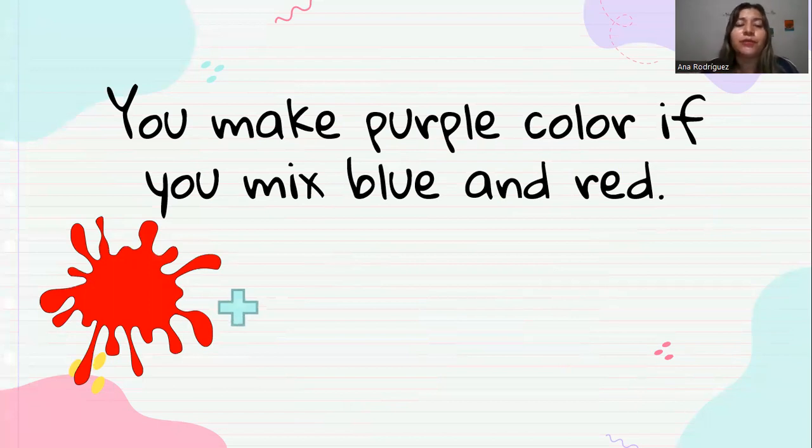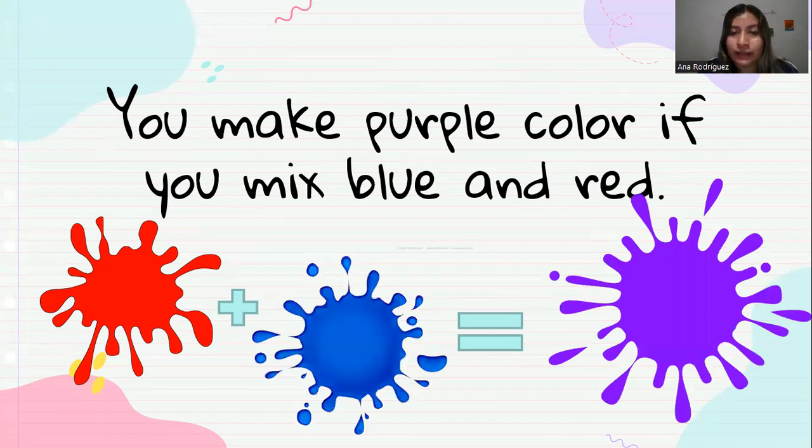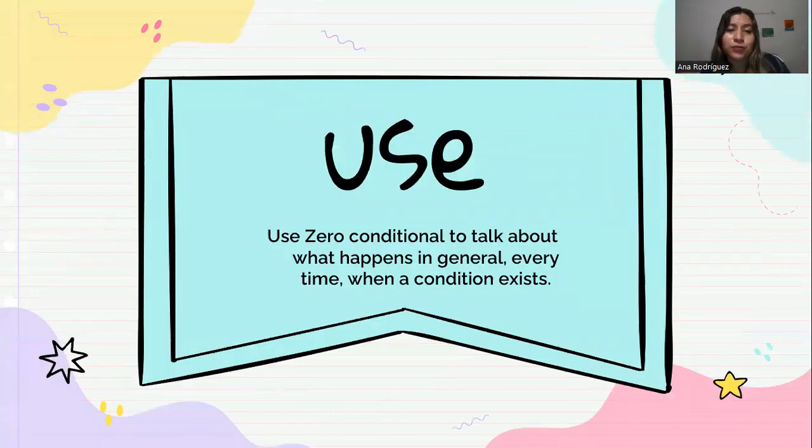And right now what I'm showing you is that on zero conditional, you can switch, okay? The condition, you can start saying the condition, or you can start by saying the result. So in this opportunity, I have the other way. You make purple color if you mix blue and red, right? So that is the use of zero conditional to talk about what happens in general every time when a condition exists.